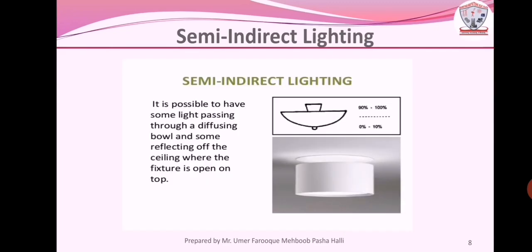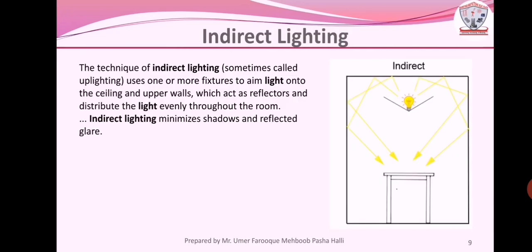Next is semi indirect lighting. The figure shows the semi indirect lighting. That means it is possible to have some light passing through the diffusing bowl and some reflecting off the ceiling, whereas the fixture is open on the top. It is mostly used in science centers.